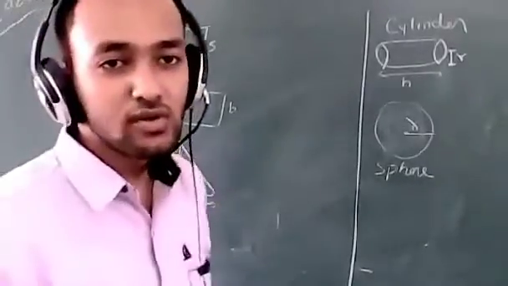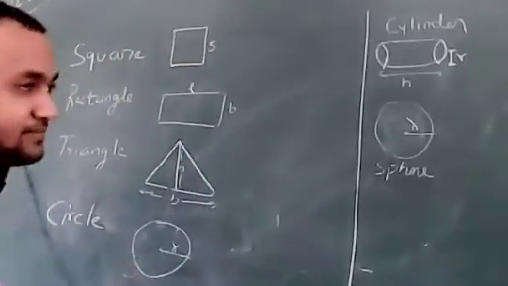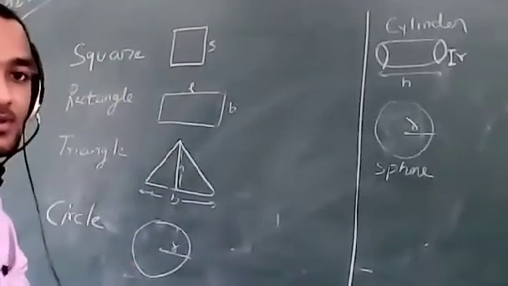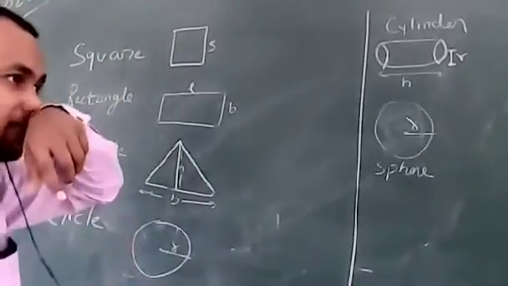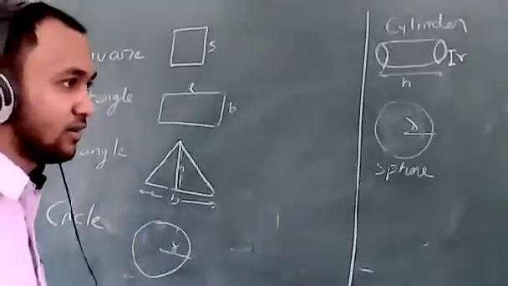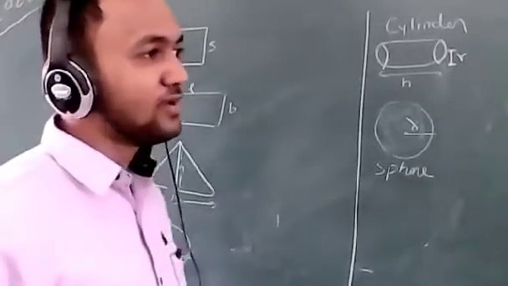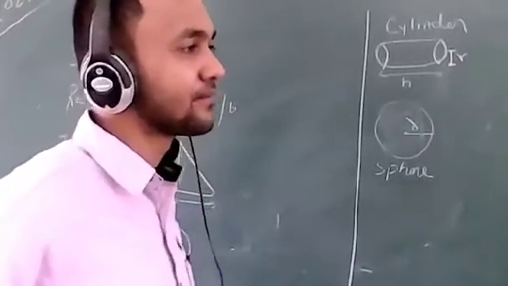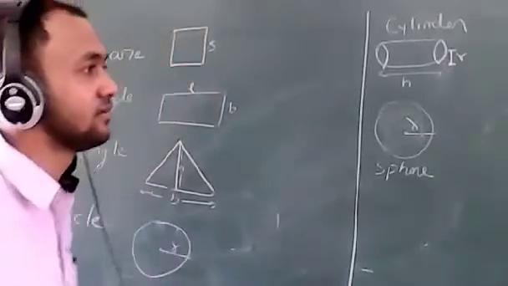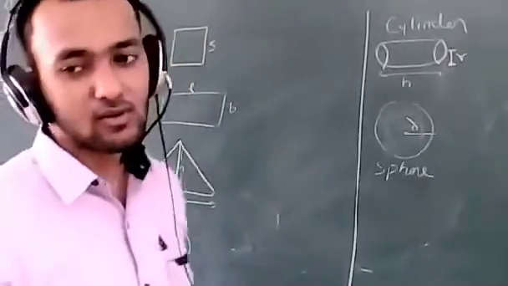Okay. So tell me the area of a circle. Sir, pi r square. Very good. And what will be the value of pi? Sir, 22/7. Good. Very good.